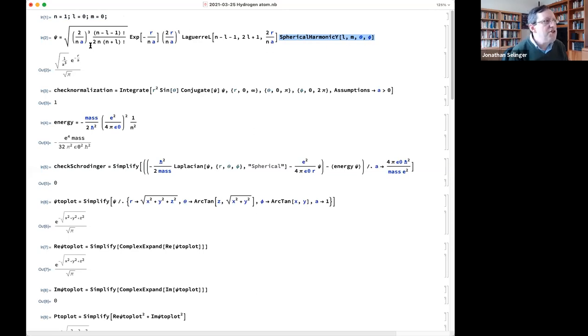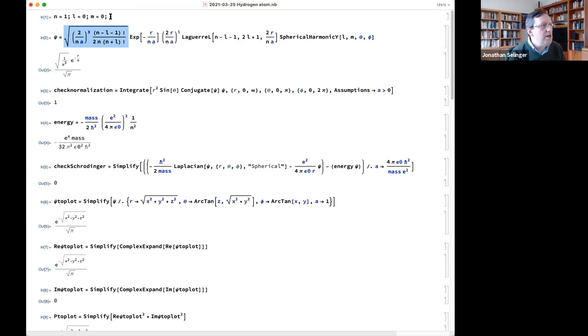Then what else is here? There is the associated Laguerre polynomial. Mathematica knows about those things, luckily. So here is that polynomial. And then there's the factor of r over a to the lth power. There is the exponential factor of e to the minus r over n a. And the textbook actually provides an exact expression for the normalization constant, so I just copied this out of the textbook.